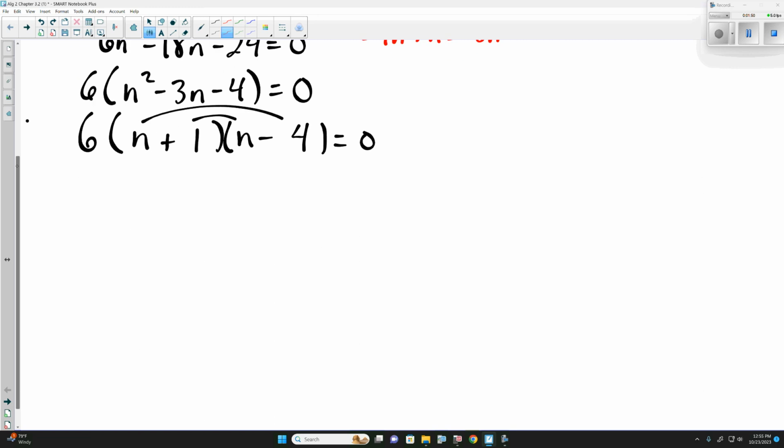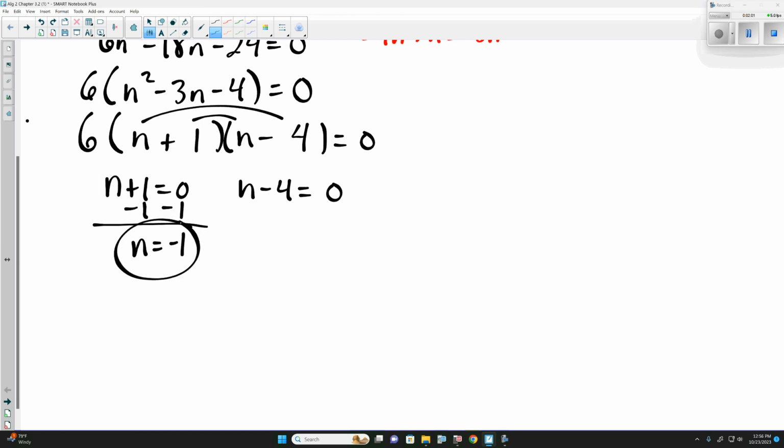Now, because we have two things multiplied together to equal 0, one of them must be 0. So for the first one, we would subtract 1, telling us n is negative 1. And for the other one, we would add 4, telling us n is 4.